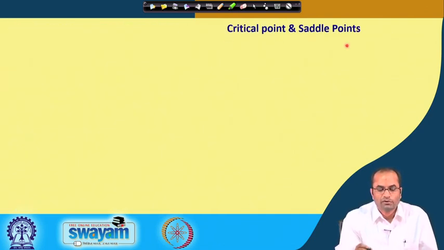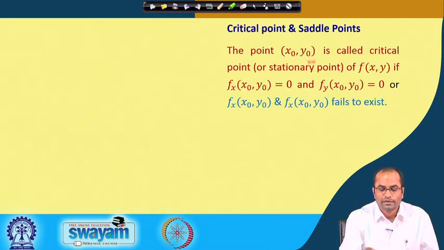So, there will be other terminology used in this lecture: the critical point and the saddle point. The point (x0, y0) is called a critical point, or we also call it a stationary point, of f(x, y) if the partial derivative f_x at this point (x0, y0) is 0 and the partial derivative f_y at that point (x0, y0) is 0, or simply they fail to exist. So, that possibility is also included. That is the definition of the critical point or the stationary point.